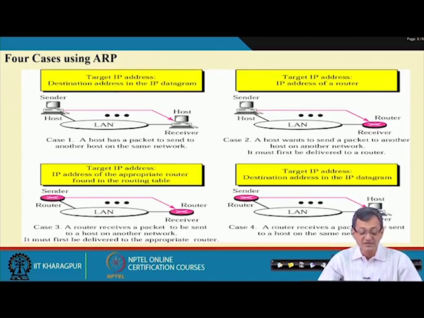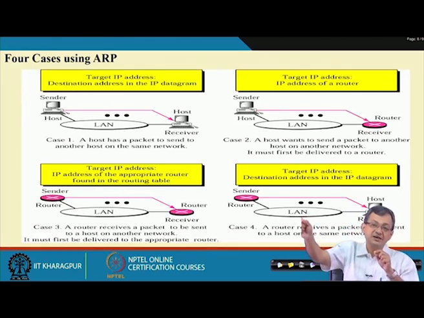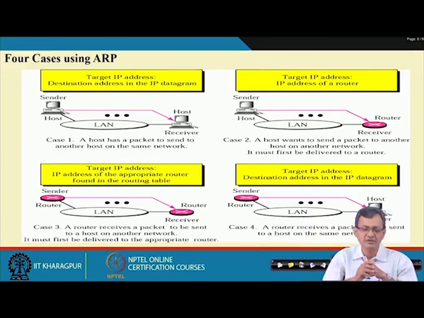Third, the router receives a packet to be sent to a host on another network. So it is router to router, and that needs to be resolved. And finally, a router receives a packet to send to the host. In other words, one is direct, host to host if it is in the same network, or host to some layer 3 device, and from there it goes on, and at the end it is router to host. Another can be router to router, intermediate communication, or router to host. This is the fourth case.